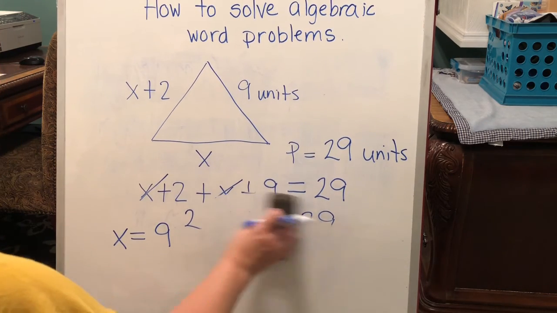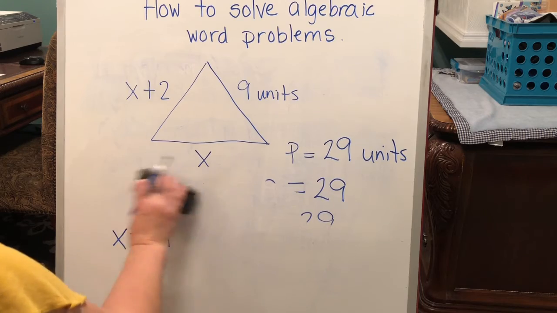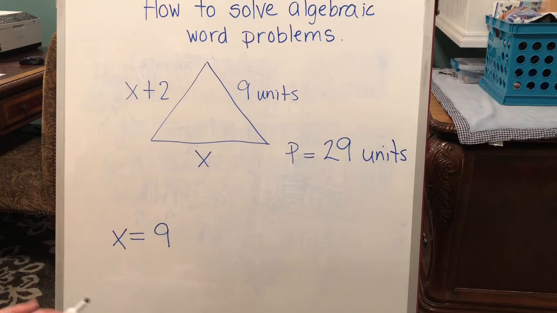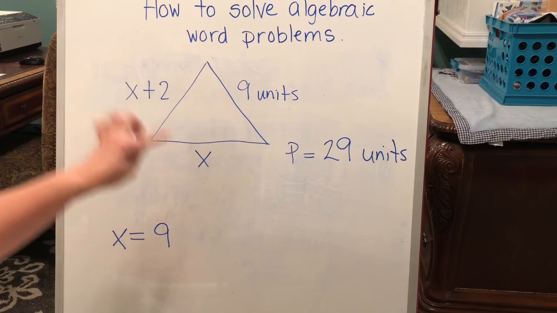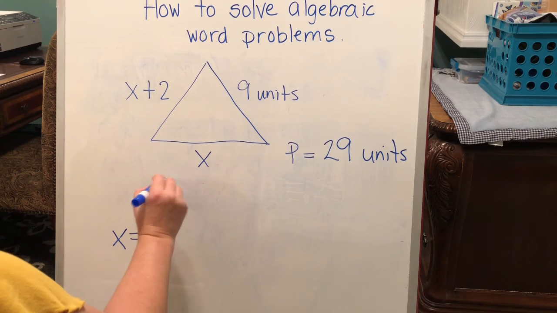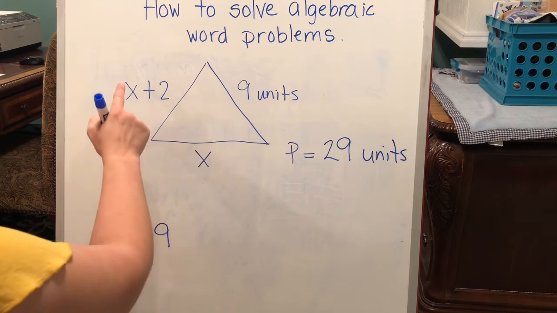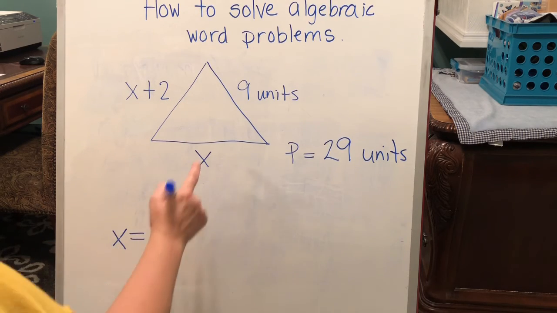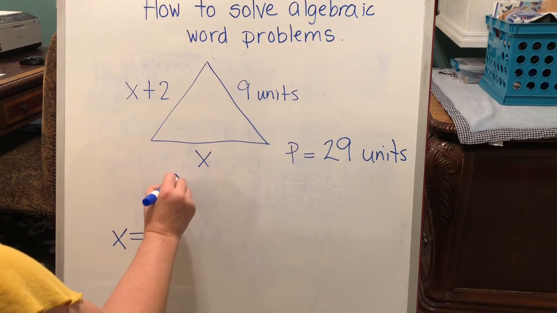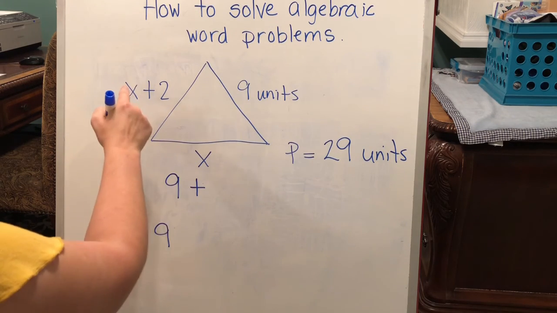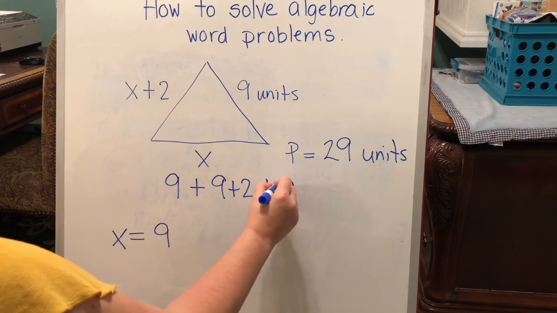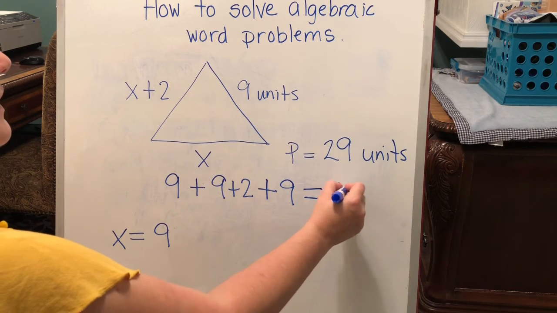After I have found my answer, I am going to be diligent in checking my answer, just in case, because I can make a mistake. I'm not sure. So now I'm going to put it back into my original equation and see if it is true. My original equation was x plus 2 plus 9. So I'm going to go ahead and use everywhere where I would have put x, I'm going to put 9. 9 plus 2 plus 9 equals 29.